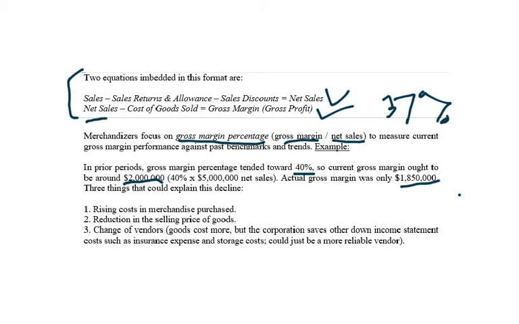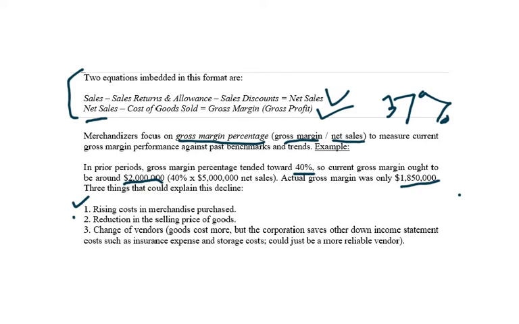Right, so the decline, which I'm describing here, has 3 possible causes. First one's pretty obvious: rising costs of merchandise purchase. We're paying more for our merchandise. It's costing us more. So therefore, because of that, the cost of the merchandise sold is higher. Therefore, our margin is down as a result of that.